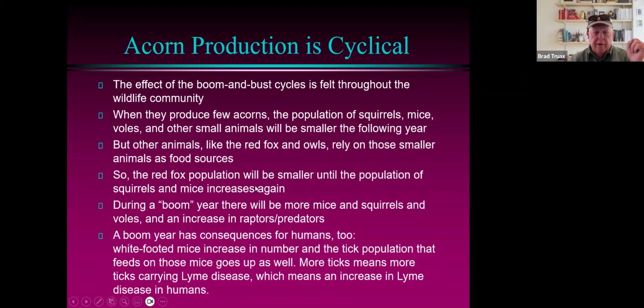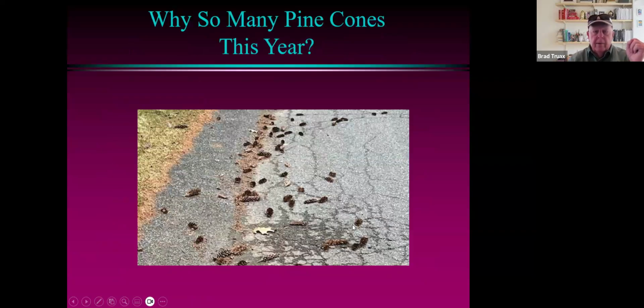So a boom year has consequences for humans too. After a boom year, the white-footed mouse will increase in number, and that means the tick population will also increase in number. And more ticks means more ticks carrying Lyme disease, which means there's going to be an increase in Lyme disease in humans.